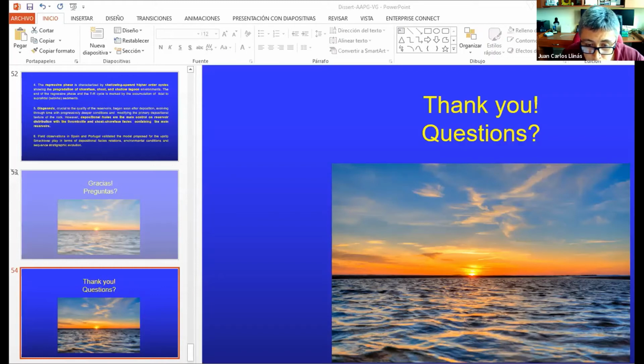Next question is: can thrombolites be related with stromatolites? There actually are stromatolites, for example in Portugal. I don't know what this can be, but definitely they can be in this example.